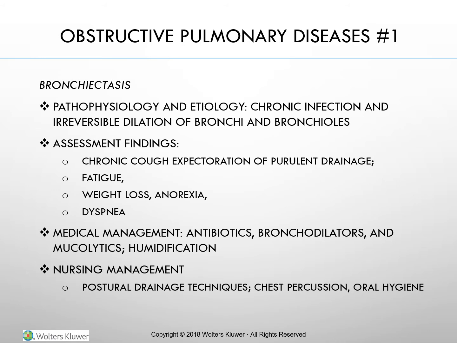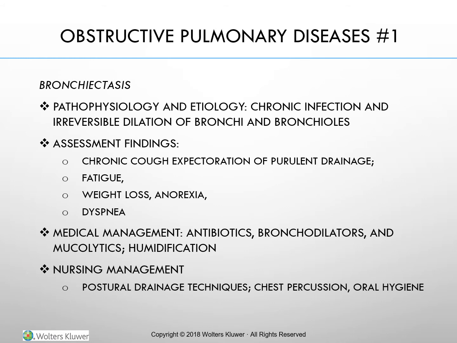Assessment findings. Clients with bronchiectasis experience a chronic cough with expectoration of copious amounts of purulent sputum and possible hemoptysis. The coughing worsens when the client changes position. The amount of sputum produced during a coughing episode varies with the stage of the disease, but it can be several ounces. In addition to a chronic cough, clients experience fatigue, weight loss, anorexia, and dyspnea. The client's fingers may be clubbed secondary to respiratory insufficiency. Clients have repeated pulmonary infections.